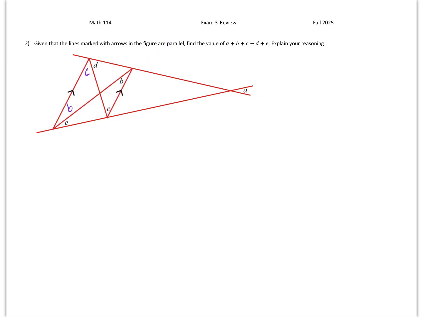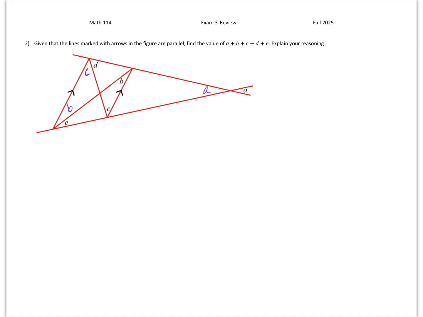I think that's everything I can figure out just using these parallel lines. I have this angle A over here. I know vertical angles are equal, so this has to also be an A right there.